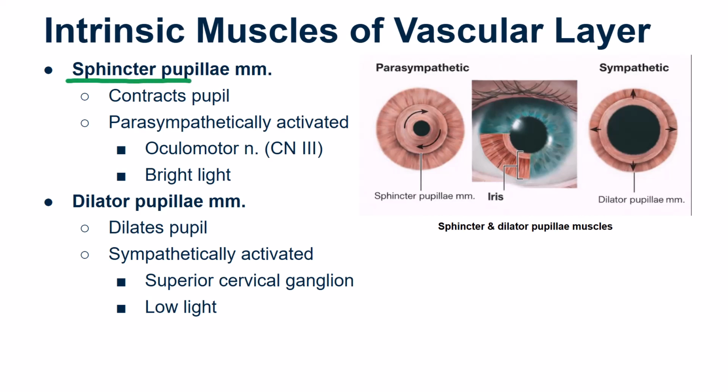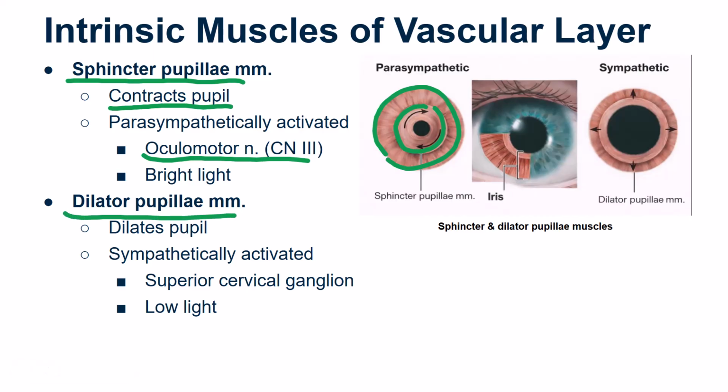Now, the sphincter pupillae muscles are located most medially here, and when they constrict, they contract the pupil. This is a process which is parasympathetically activated. The preganglionic parasympathetic fibers are coming from the oculomotor nerve, cranial nerve 3, and this happens in response to bright light. The dilator pupillae muscles are located outside of the sphincter pupillae muscle, and just as the name suggests, when activated, they dilate the pupil.